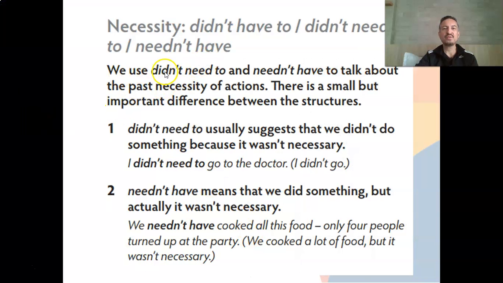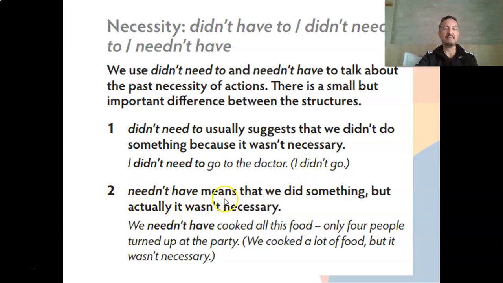So when you use didn't need to and needn't have done to talk about the past necessity of actions, there is a small, important difference between the structures, okay? So in number 1, didn't need to usually suggests that we didn't do something because it was not necessary. So I didn't go to the doctor. I didn't go because it was not necessary.